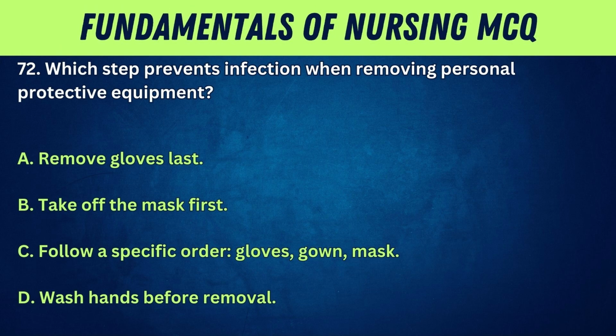72. Which step prevents infection when removing personal protective equipment? A. Remove gloves last. B. Take off the mask first. C. Follow a specific order: gloves, gown, mask. D. Wash hands before removal.